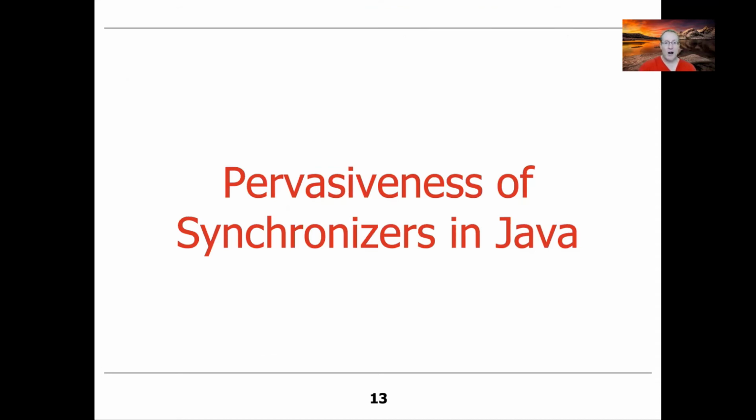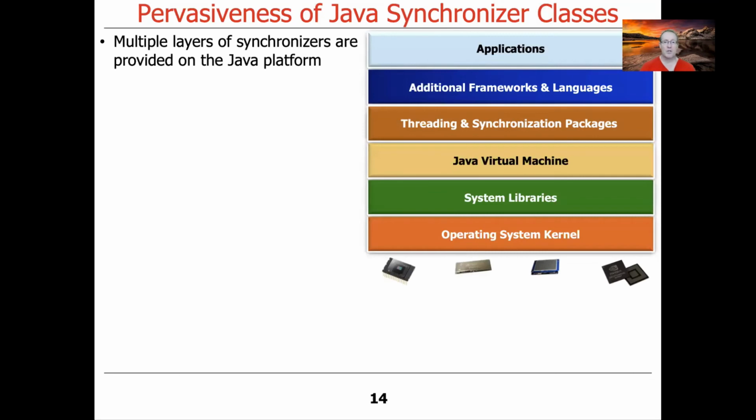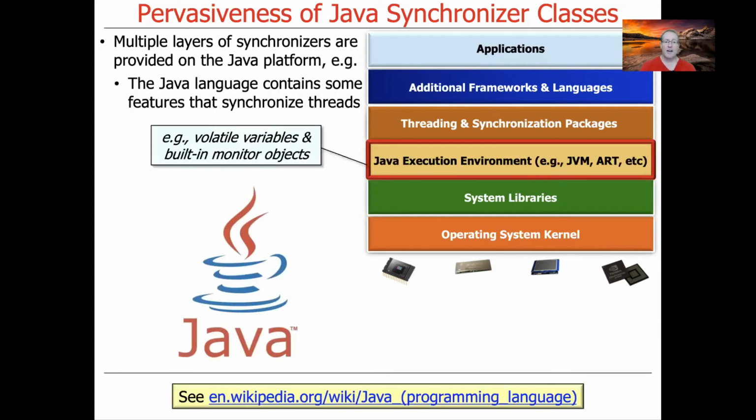So let's talk a little bit about how common synchronizers are in Java. The first thing to be aware of is there are actually synchronizers defined at multiple layers in the Java platform. And this applies to Android as well, which is just another variant in some sense of the Java platform. The Java language itself contains some features that synchronize threads, in particular things like volatile variables that we'll talk about later, and built-in monitor objects in the form of the synchronized keyword, like synchronized methods or synchronized statements. So that's one level: the Java virtual machine or the Android runtime has it built into the Java language.